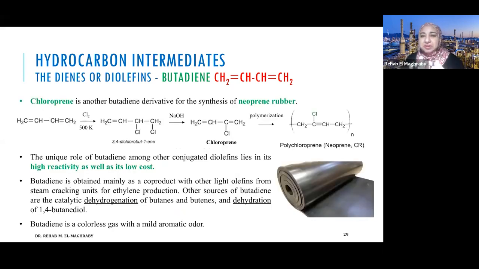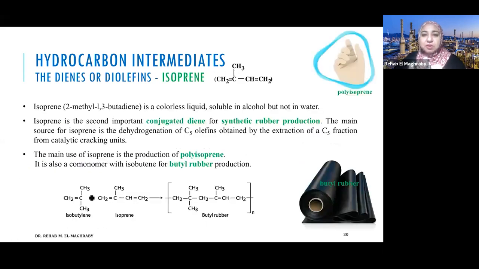Also, butadiene can react with chlorine and polymerize to get neoprene. Neoprene is a type of rubber. This is the shape of neoprene. So this is why butadiene is a very important base material. It can be used for cross-linking in resins or glues. So butadiene is one of the components used for cross-linking.